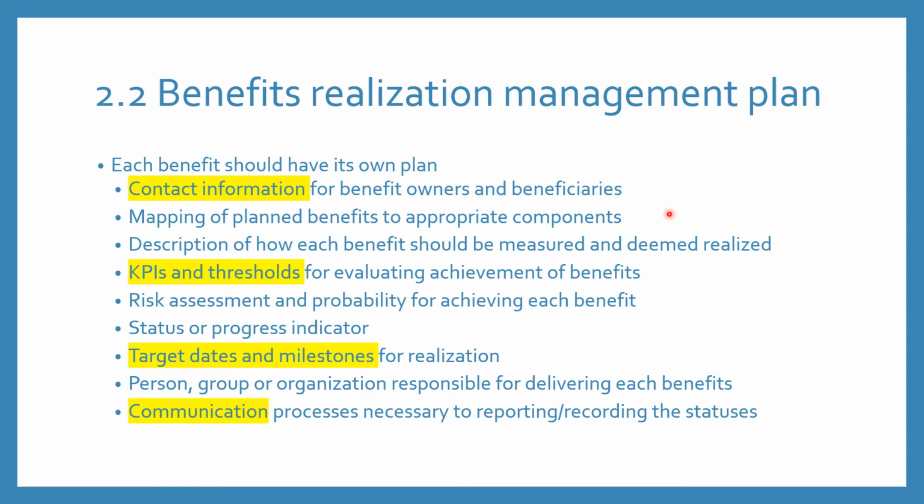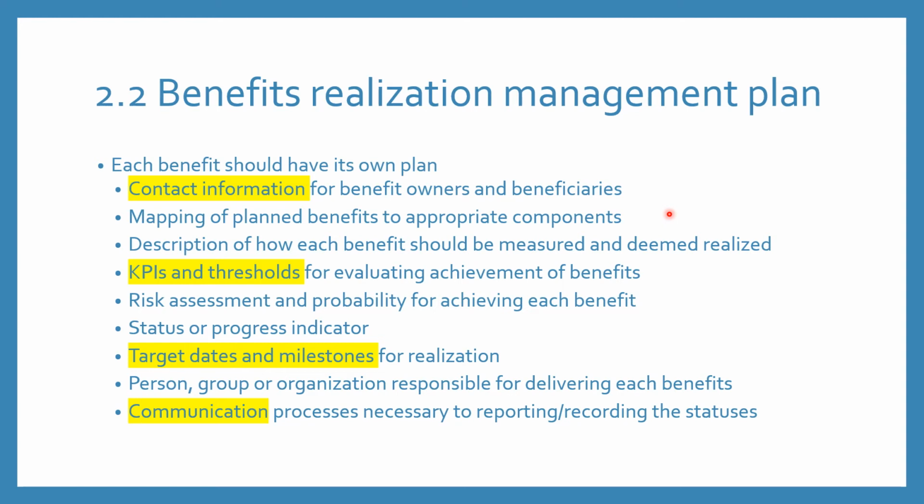That helps you to understand the risk assessment and the probability of achieving each benefit. It's very important to assess the risk, try to understand external factors, try to have a risk mitigation plan, a probability index, you can put in all those things. And status and progress indicator. Very importantly, the target dates and milestones for realizations, and the person, group, or organization responsible for delivering each benefit. That's very important. Who is the performing organization? Who is responsible for each portfolio and everything?